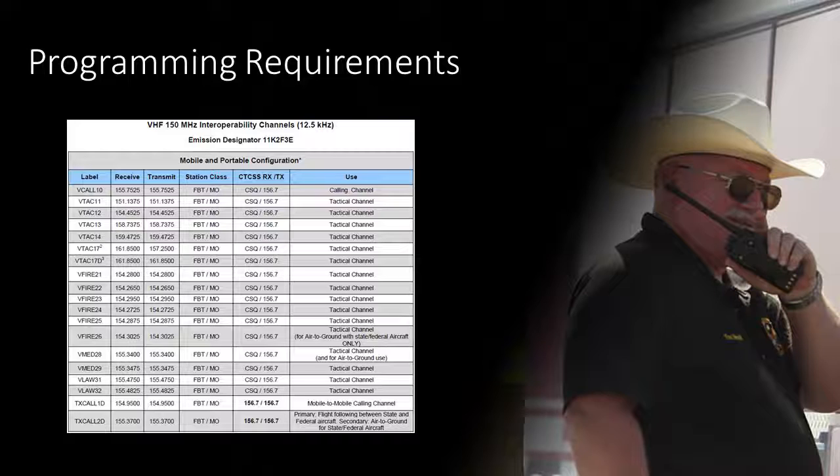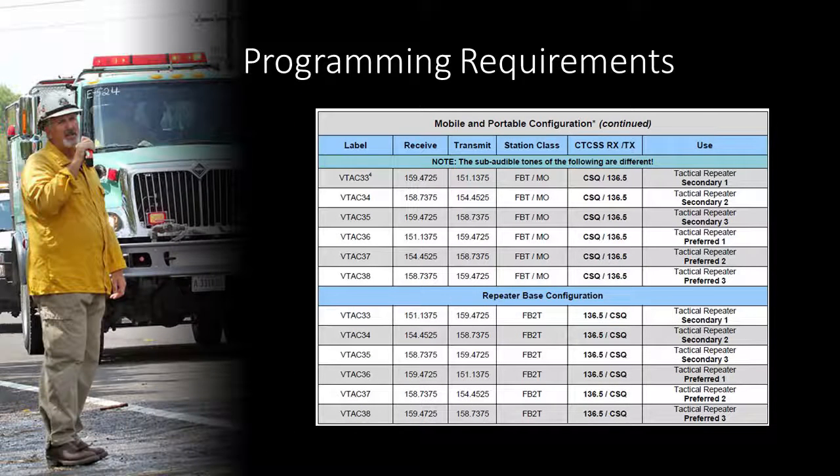For instance, in every VHF radio across the state of Texas that's used for emergency management or response, VCAL 10 should be named the same. Additionally, the transmit and receive frequencies should all be programmed as 155.7525. Carrier squelch, or open squelch, should be programmed for the receive CTCSS, and a tone code of 156.7 should be used for the transmit CTCSS. In this case, VCAL 10 is allowed for use as a calling channel, but not as a tactical channel, as shown in the table. There are also repeated interoperability channels available for use.